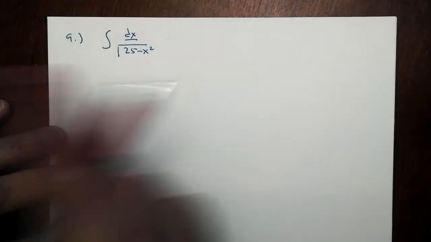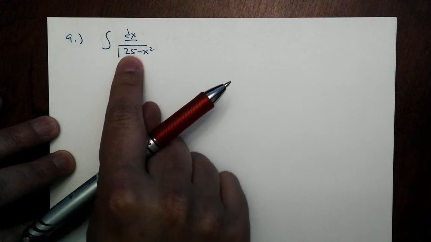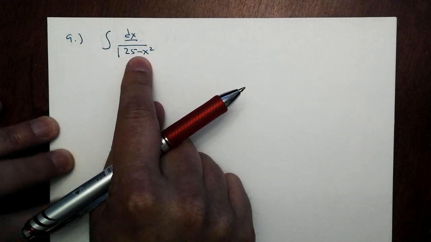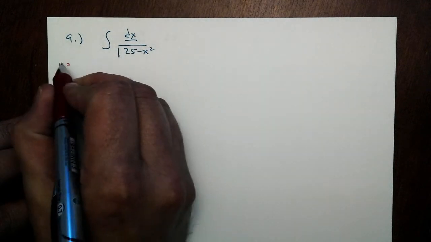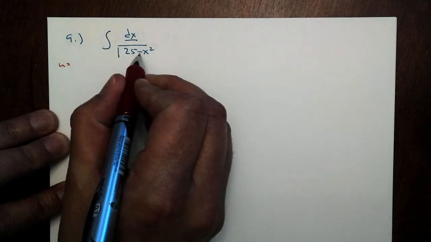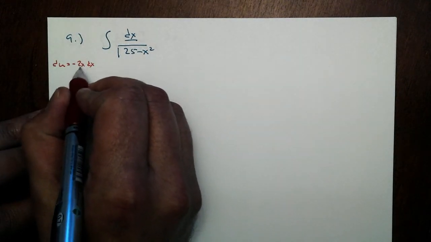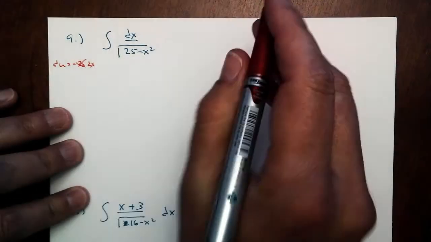Alright, so we're going to take a look at some antiderivatives using arc trigs. Now we have this integral right here where we have dx over the square root of 25 minus x squared. Now I'm always going to check u substitution. My u would be, of course, 25 minus x squared, so my derivative would be negative 2x dx. And that doesn't cancel with anything, so I'm not going to use u substitution.